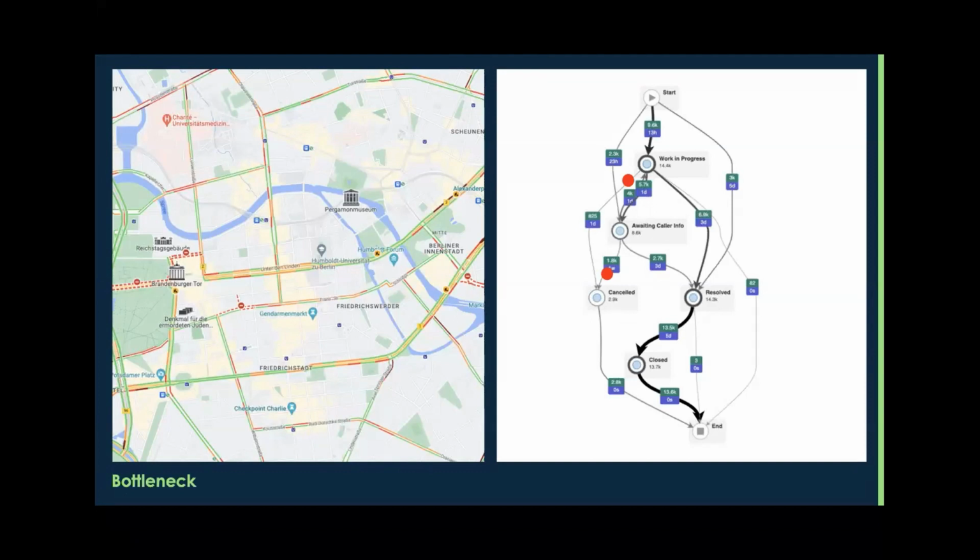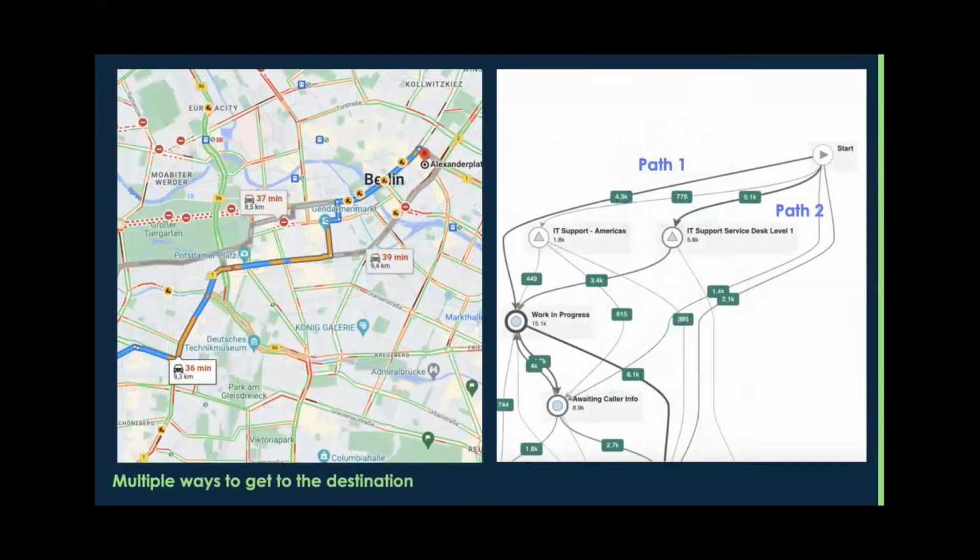So we really can see bottlenecks where traffic is, in this case, Google Maps or another map software, and in the process map. And then we have multiple ways to get to the destination. I just randomly picked something in Berlin, that you go into the Alexanderplatz, and you can see that there are different streets, different paths. And the same is there in a process. A process and an incident or a task can have different paths.